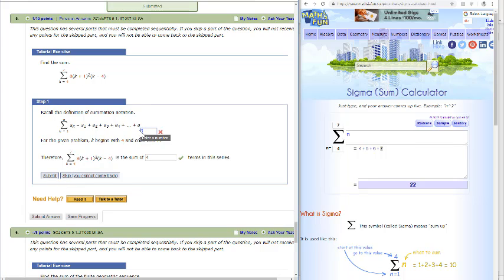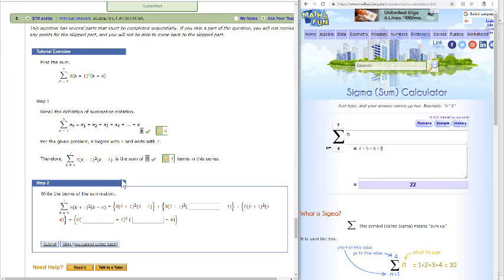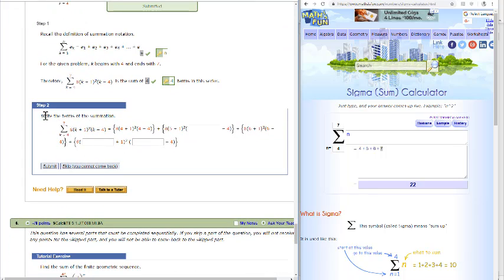Oops, I'm sorry, this should be n. Let's try that again. All right. We write the terms in the summation. So here are the terms in the summation.